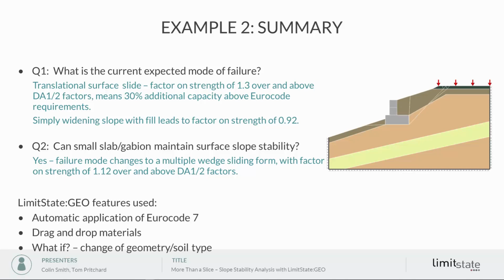So the 2 questions we asked were, what is the current expected mode of failure? We saw that's a translational surface slide. We're getting roughly a 30% additional capacity over Eurocode requirements. If we simply widen the slope, we got a factor of 0.92, so we're 8% under Eurocode requirements. But adding that small concrete block does improve the mode, though we then change to a multiple wedge form. So as I've said, we could capture all the different failure modes that might occur.